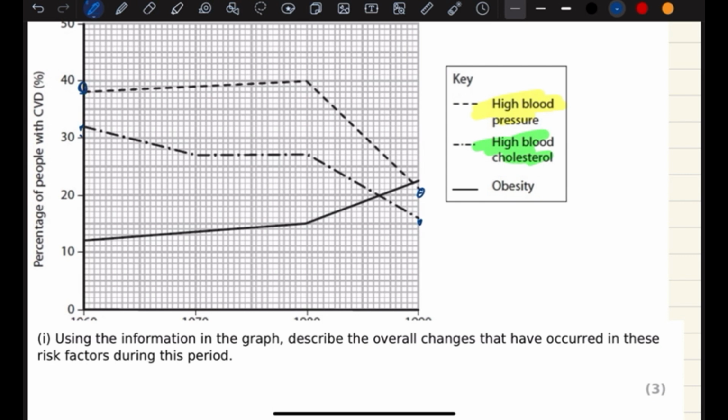Let's look at obesity, the last one. Let me just get the highlighter out again. We're looking at the last one, obesity. This line here. We can actually see this time has gone up. Obesity has gone up. So those are your points.